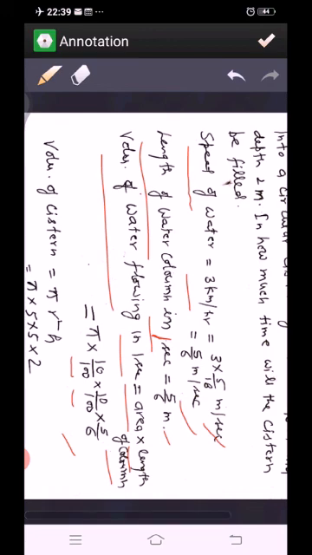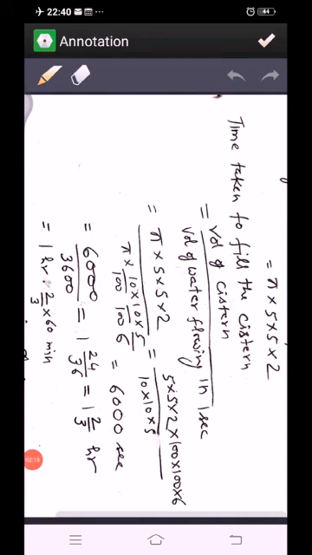Then the volume of cistern, meaning tank. So the volume of cistern, that is also cylindrical. So pi r square h, pi is given as it is, r radius 5, so 5 into 5 for r square, and height is 2 meter, meaning the depth of the cistern. Height will be considered as the depth of the cistern.